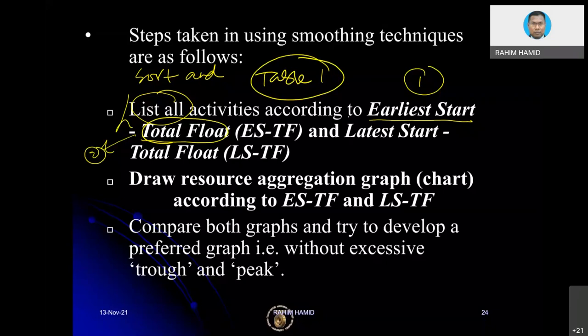And then perhaps I can split this. Table number two, I will sort and list activities according to the late start date. And again, if the late start dates also have a few similar dates, then I would look at the total float value and put them in terms of listing. Okay. Then the next step, I would draw a resource aggregation graph according to the table one and table two listings. Later on I will draw, and then I make a comparison of which graph would be the best in terms of resource graph.